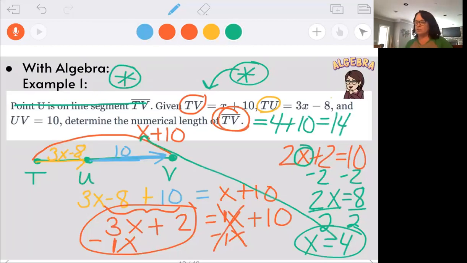Let's go see, though, just for the heck of it, what those other lengths are, shall we? So on this guy over here, if I do 3 times x, which is 12, minus 8, the yellow length ends up being 4. The blue one is just a 10. Do you notice how the piece plus the piece equaled the whole way across? It should, because we did it right?